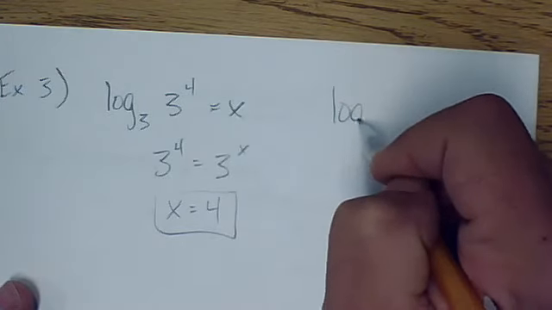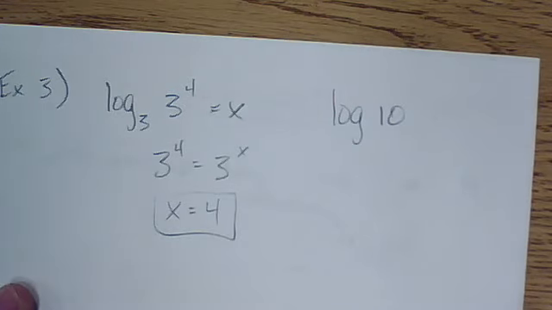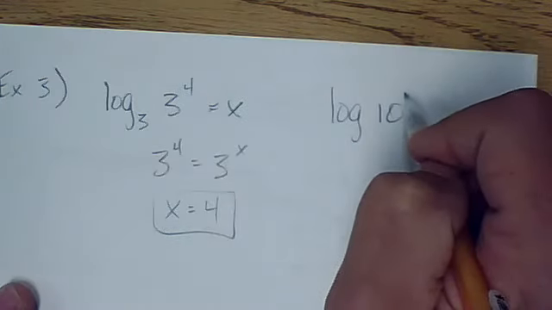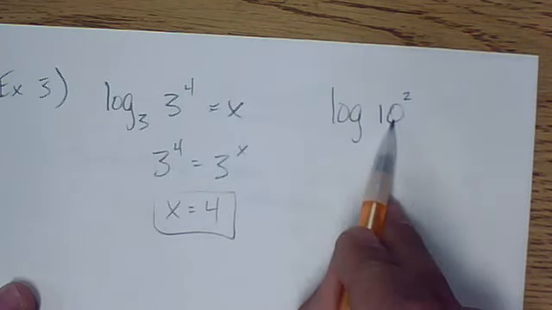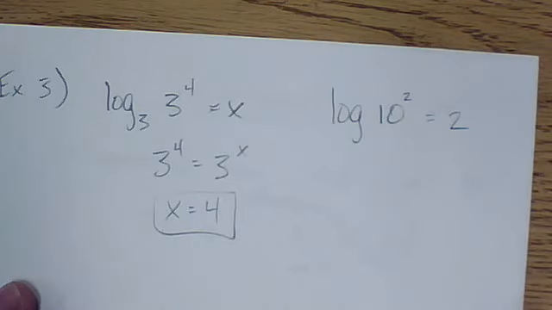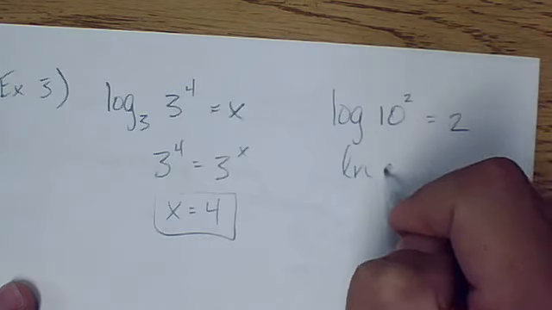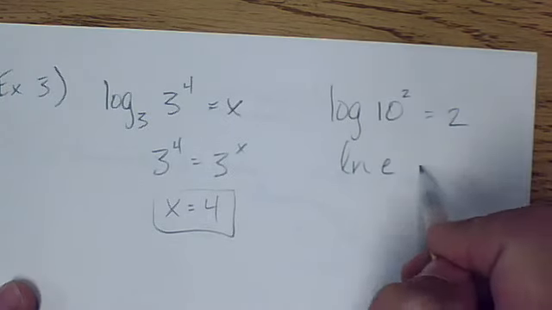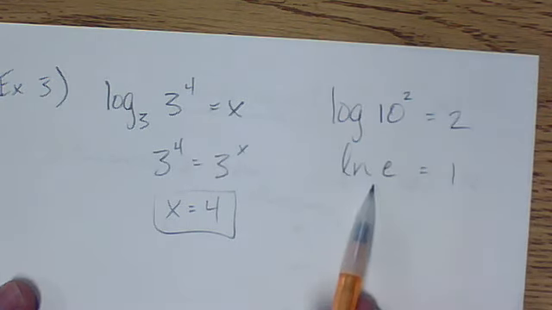So here are some different ones. If I've got the common log of 10 squared, my base is 10, the base of the exponent is 10, so this will just equal 2. Here's another one. Natural log of e is just going to equal 1, whatever that exponent is, because my base is also e.